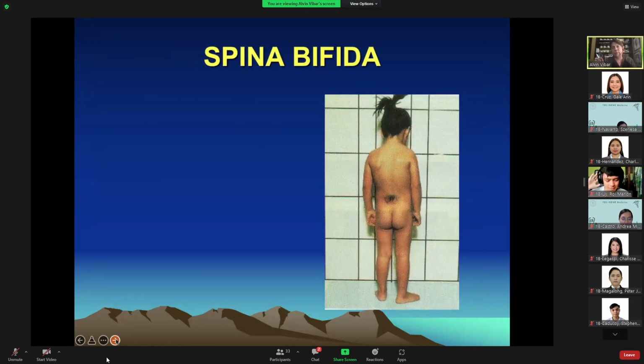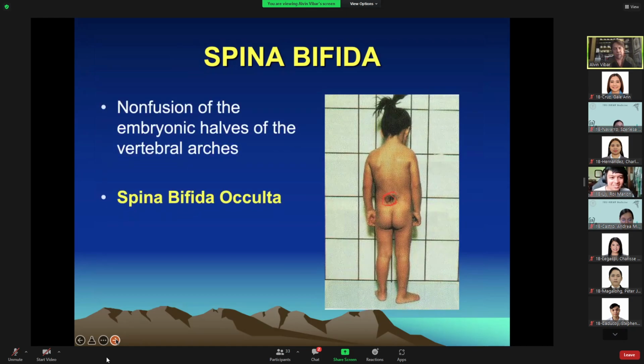Spina bifida. Tignan nyo nga yung likod nyo. Kapain nyo nga yung likod nyo. Baka meron kayo niyan, no? A dimple at the back, with some hairs pa. We call it spina bifida occulta. The problem here is there's non-fusion of the embryonic halves of the vertebral arches. Yung vertebral arch hindi nag-meet together. So there could be a depression that could cause a dimpling of the skin, with some hairs.